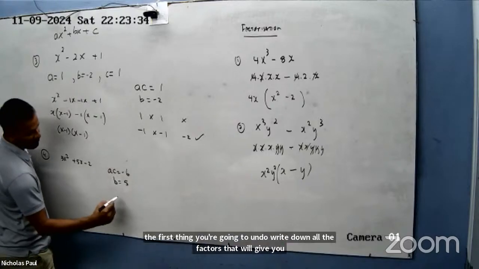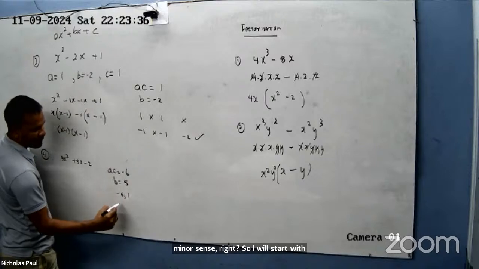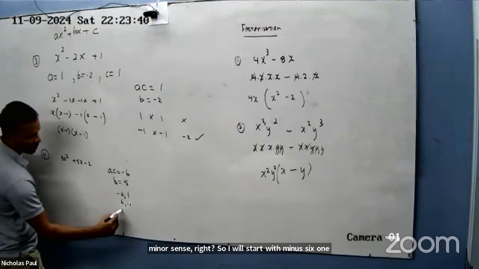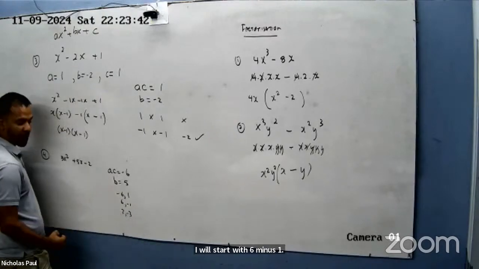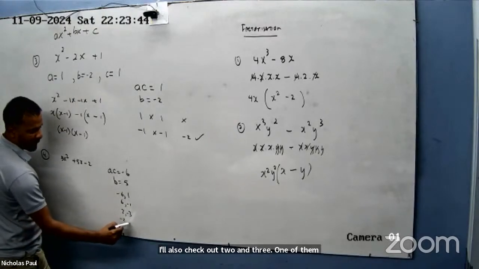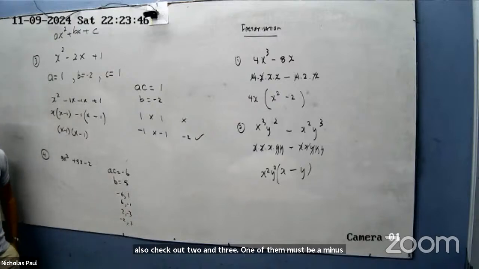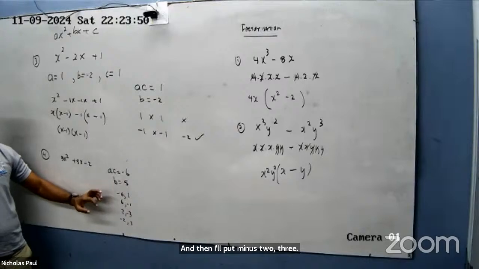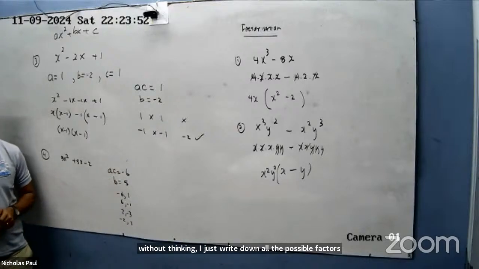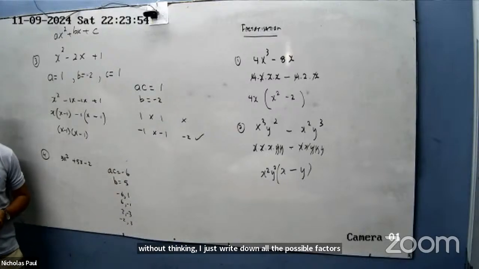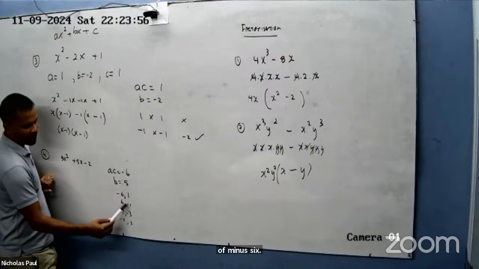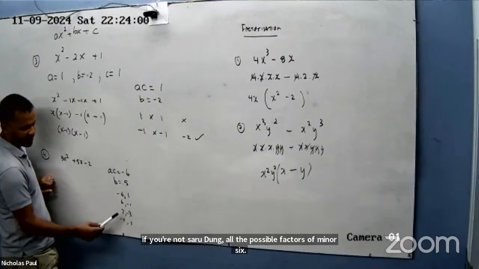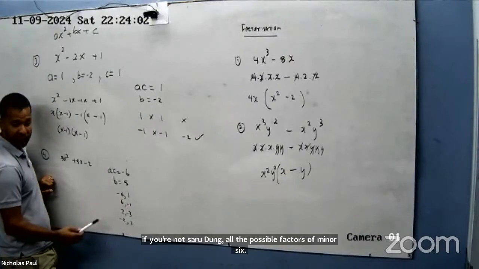So I will start with -6, 1. I will start with 6, minus 1. I'll also check out 2 and 3. One of them must be a minus, so I'll put -2, 3. So without thinking, I just write down all the possible factors of -6. Are you okay with that? So I wrote down all the possible factors of -6: -6 and 1, 6 and -1, 2 and -3, -2 and 3.